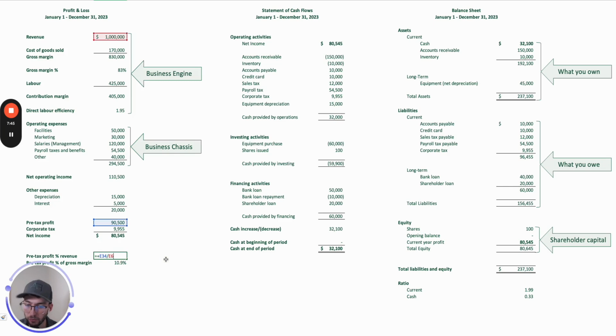So then from there, we can take our pre-tax profit as a percentage of revenue. And then sometimes I will also look and see pre-tax profit relative to gross margin. The idea with having these here and in a nice clean format is then over time, so whether you start doing this monthly or annually, anything like that, you can put it over time and then you can compare to see whether you're doing better or worse than the previous period. So the profit and loss shows what happened over the course of the year.